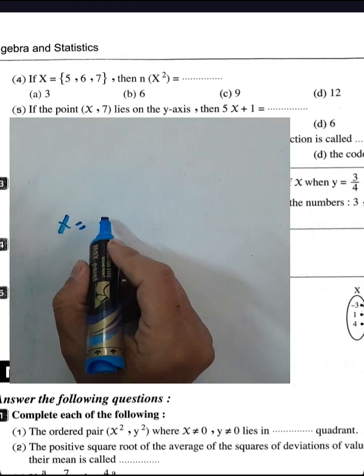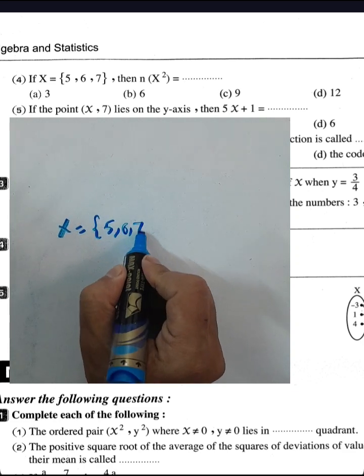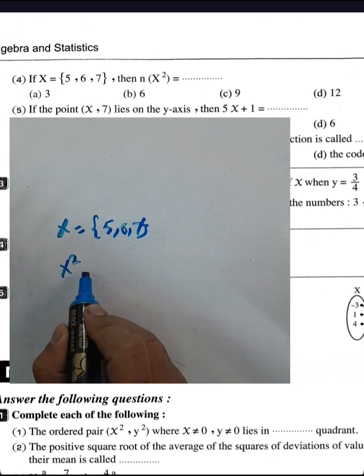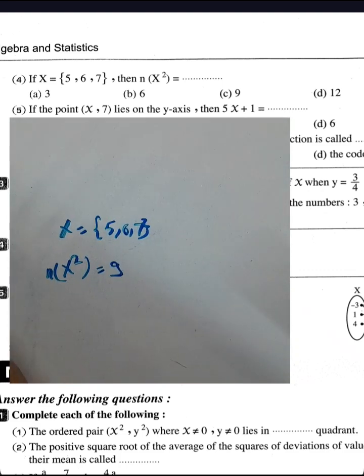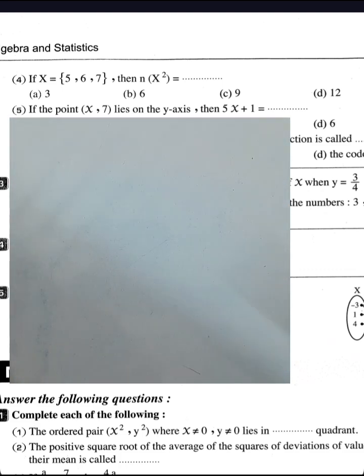If X equals {5, 6, 7}, then the number of elements of X squared equals 3 times 3, which is 9. The result here will be 9.